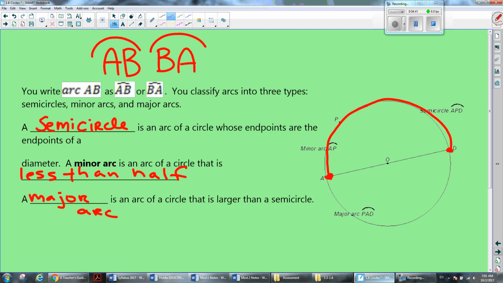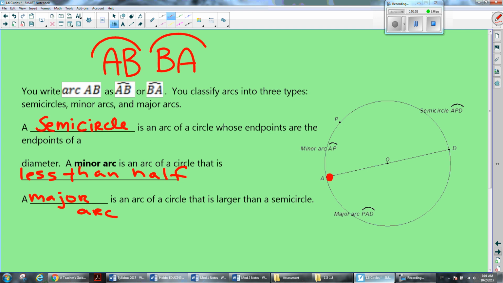Sorry. Went through point P and ended with point D. So we call the semicircle arc APD. Okay, a minor arc is going to be less than half the circle. Since it's small, since it's minor, we only need 2 letters to name it.